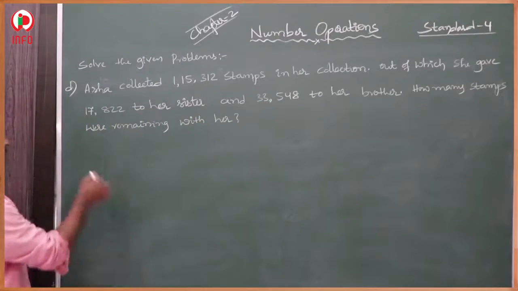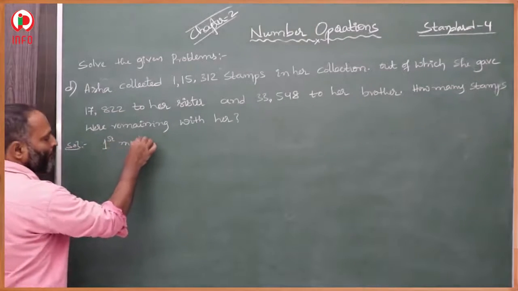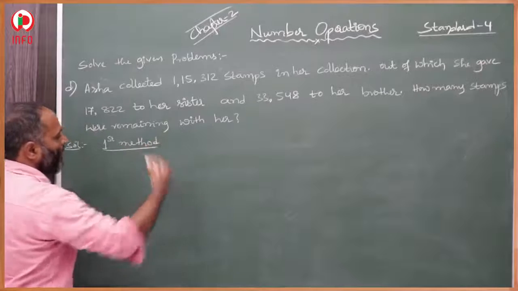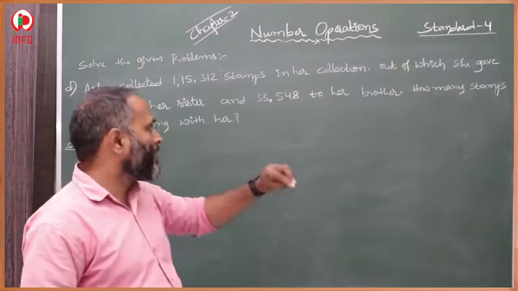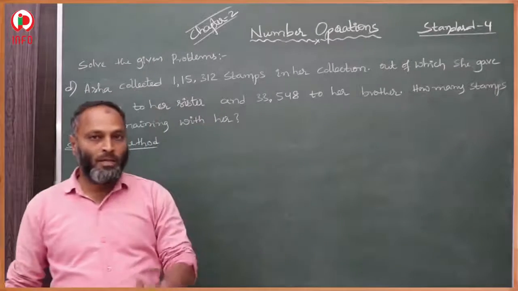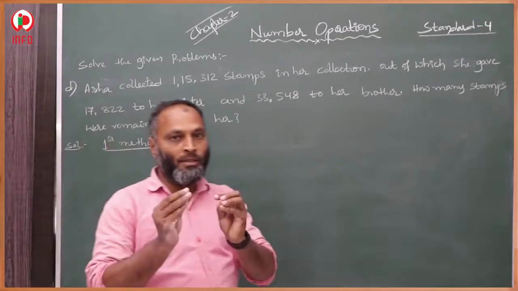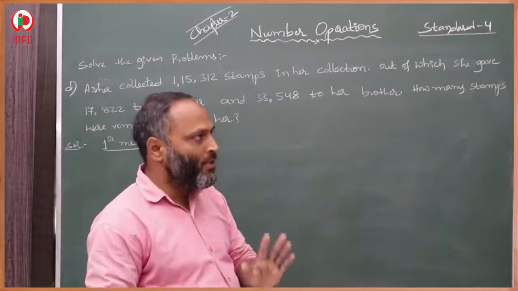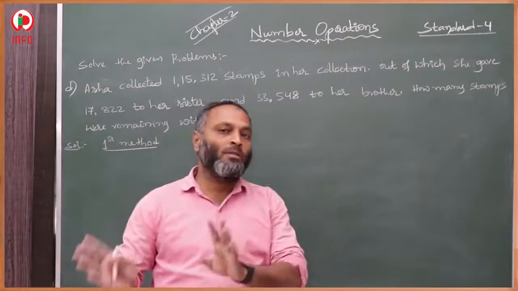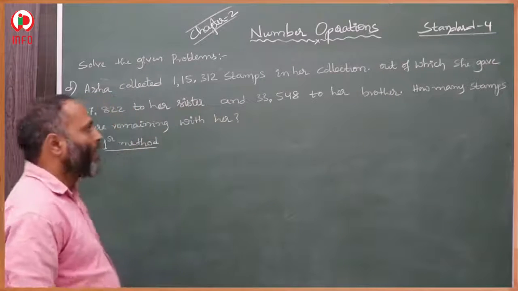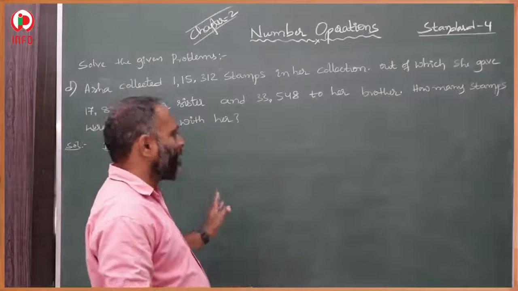There were two methods here. I want to show two methods. First method. In the first method, first you have to find the total stamps given to her sister and brother. After finding the total stamps given, that should be subtracted from total stamps. Then you will get how many stamps she has left.